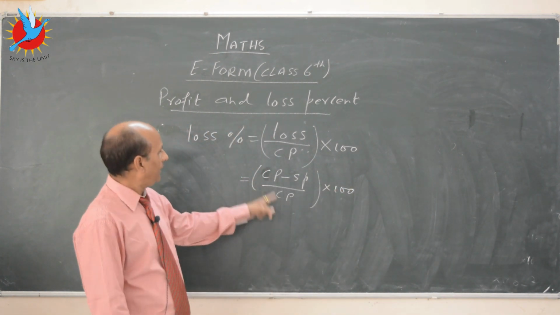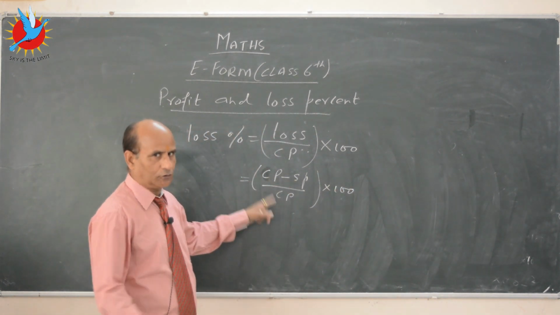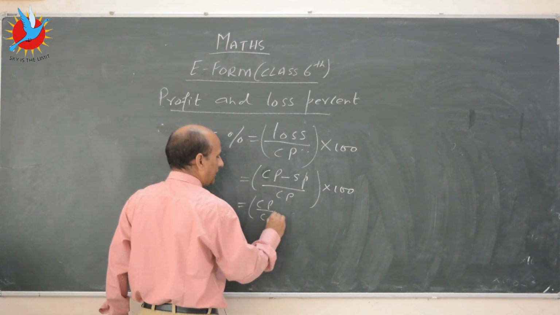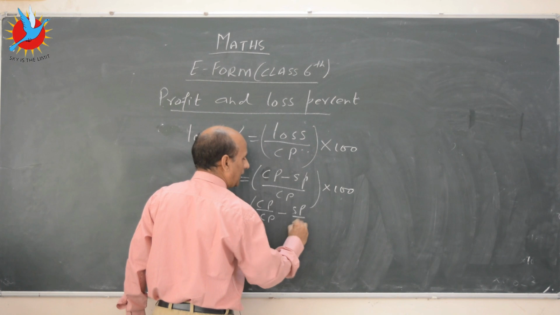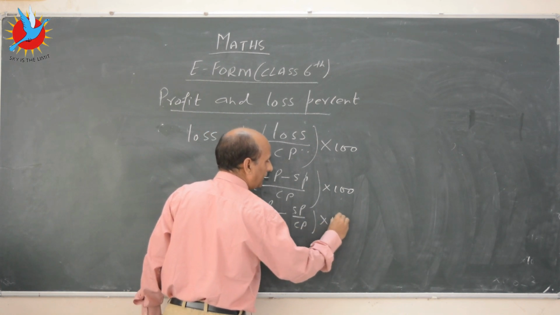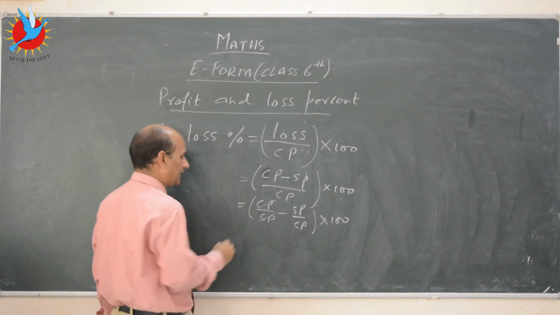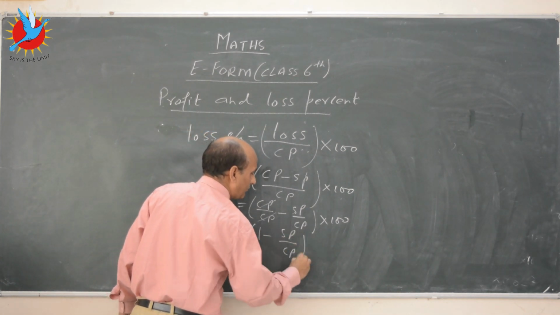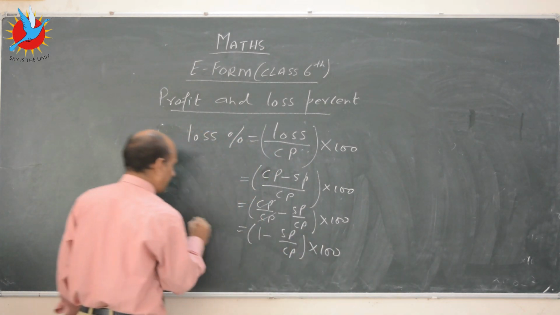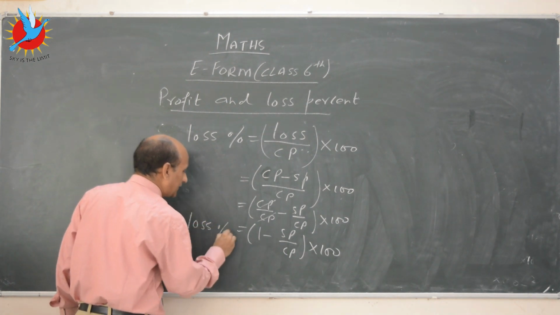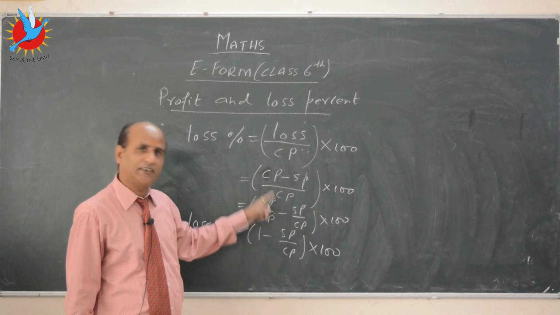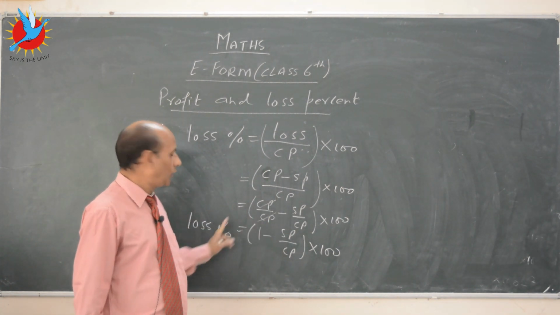Now this CP is common for both. So again take the individual ratio: CP upon CP minus SP upon CP, multiplied by 100. CP is cancelled. 1 minus SP upon CP, multiplied by 100. So in this way you can also use this formula when selling price and cost price are given, to directly calculate the loss percent.